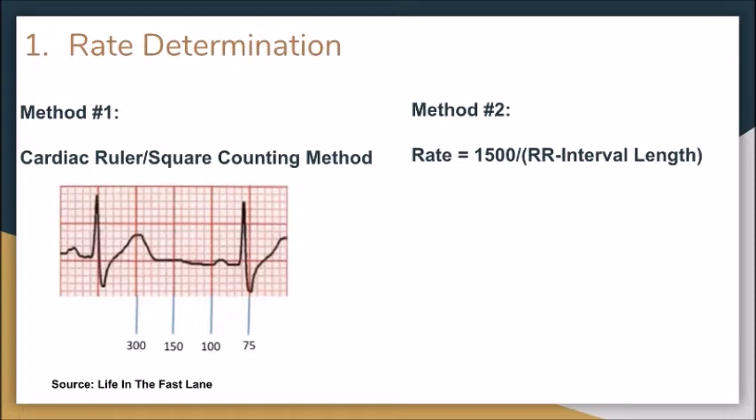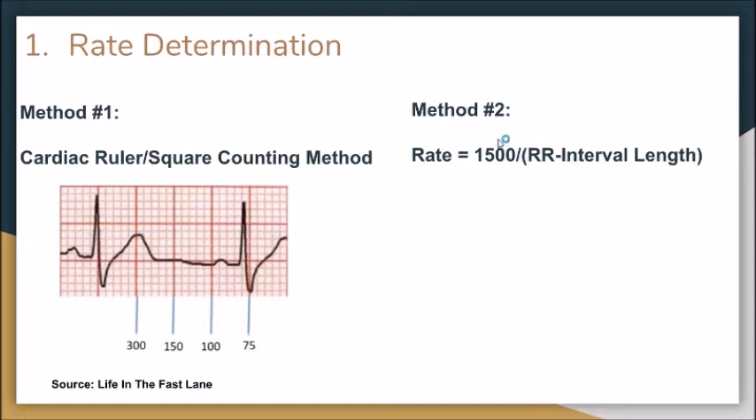Now let's look at the second method. It's this following equation: the rate equals 1500 divided by the RR interval length. The RR interval is just the distance between this R wave and this R wave. It's the interval between the R and the R. Now this length is measured in the number of these little small boxes we have here. So in this particular case, there are 5, 10, 15, let's say 19 small boxes between these two R waves. So the RR interval is going to be 19. So we do 1500 divided by 19 equals our rate.